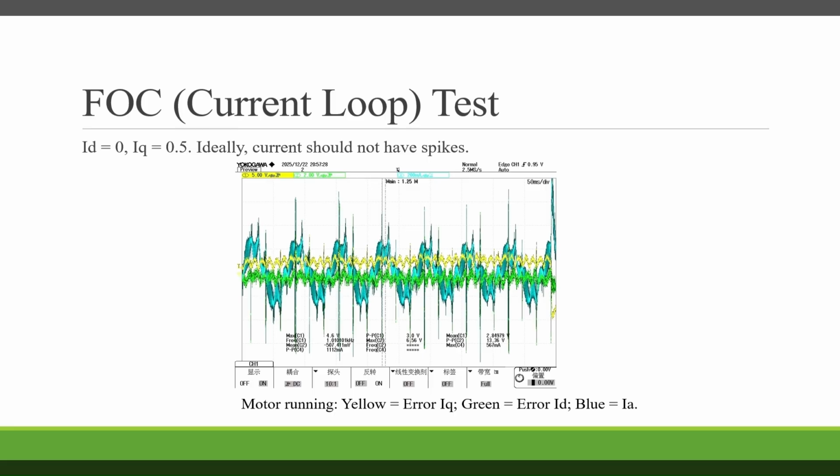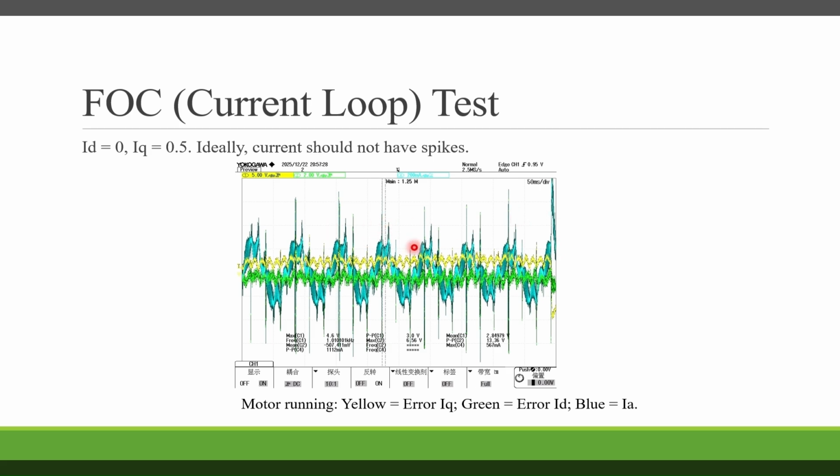Let's begin with FOC, the current loop test. In this test, the motor is connected and ID is set to 0 while IQ is set to 0.5. Ideally, current should not have these spikes. This graph is graphed when the motor is running. The yellow is RIQ, green is RID, blue is IA. There should not be these pronounced spikes in current IA.